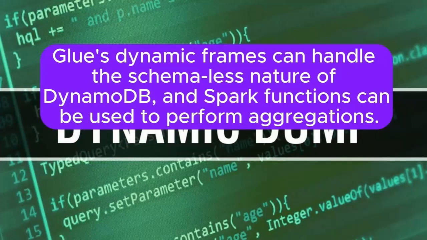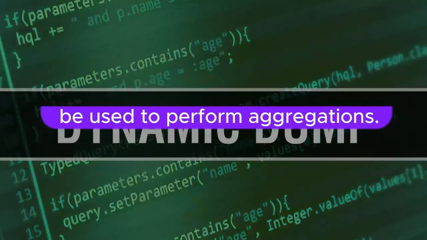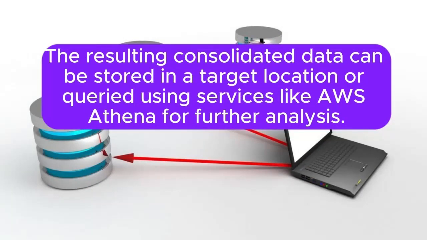Glue's dynamic frames can handle the schema-less nature of DynamoDB, and Spark functions can be used to perform aggregations. The resulting consolidated data can be stored in a target location or queried using services like AWS Athena for further analysis.